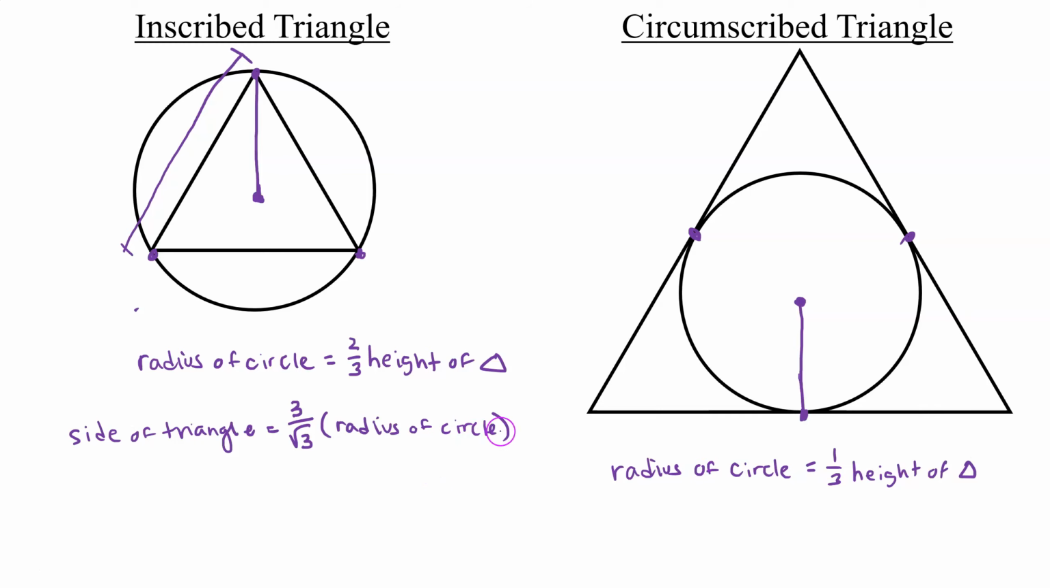And then let's look at the same relationship. The side of the triangle, so this length right here, is equal to now 6 over root 3 of the radius of the circle. So that's the relationships for triangles and circles.